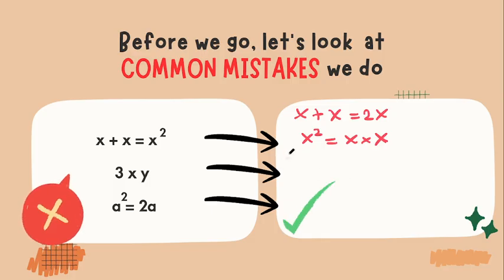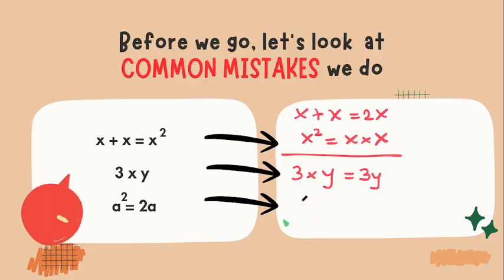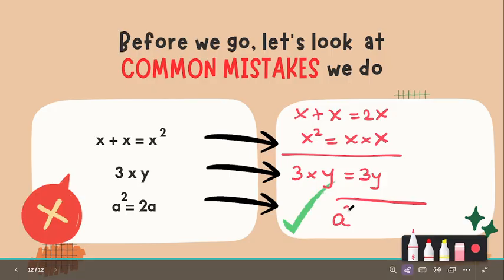Okay, then 3 times y. As I told you earlier, in algebraic notation, 3 times y is not the correct format. It should be 3y by removing the multiplication sign. Okay, and the last one, a squared. a squared is not actually equal to 2a. a squared is equal to a multiplied by a. And also, if you want to get 2a, then 2a is equal to a plus a.